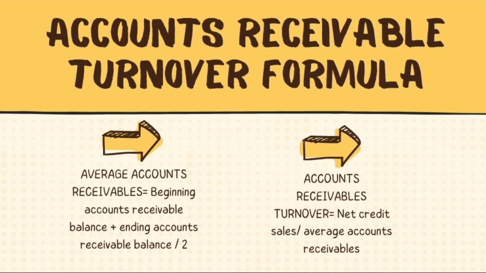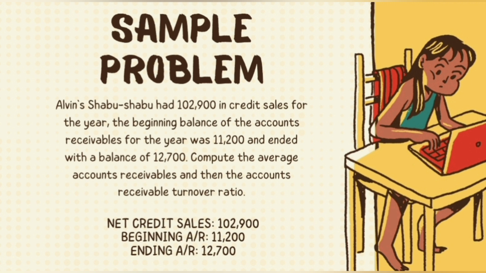In order to get the accounts receivable turnover ratio, we need to solve first for the average accounts receivable. We can get this by adding the beginning accounts receivable balance and the ending accounts receivable balance. After solving that, the sum will be divided by 2. Next, we will divide the net credit sales by the average accounts receivable in order to get the accounts receivable turnover. Here is our sample problem.